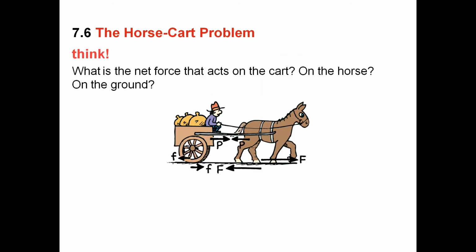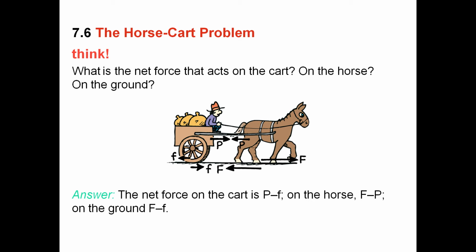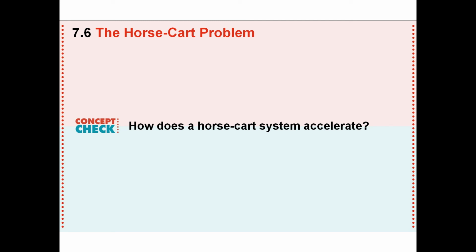Think, what is the net force that acts on the cart, on the horse, on the ground? Answer, the net force on the cart is going to be P minus F. On the horse, F minus P. On the ground, large F minus little f. How does a horse-cart system accelerate?